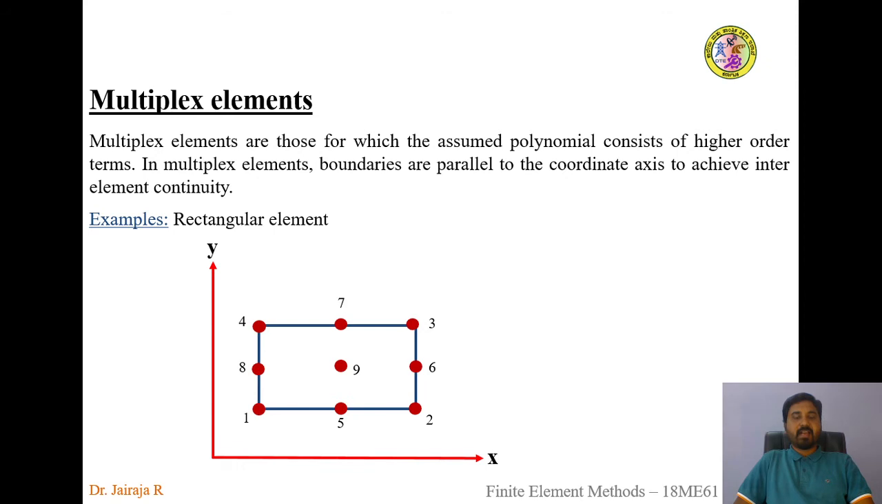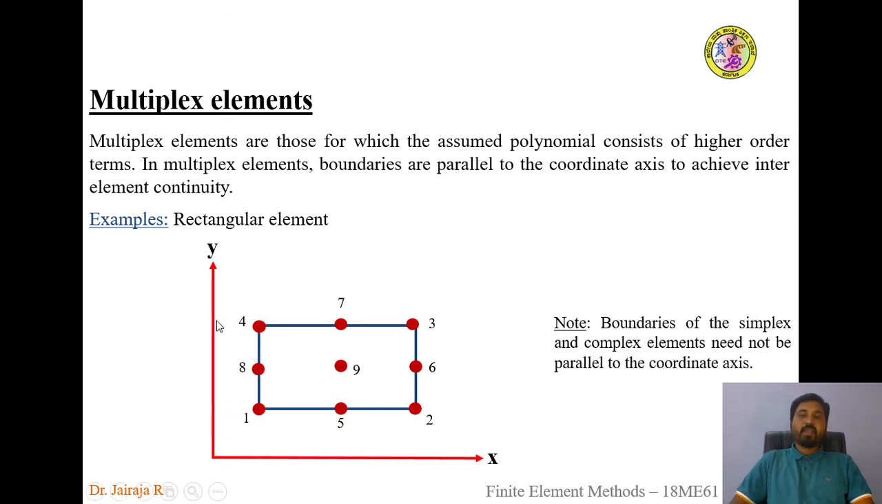It contains higher order terms. The only difference is that the boundaries are parallel to the coordinate axis. Here we can see this boundary is parallel to the x-axis. Similarly, this boundary is parallel to the y-axis. Whereas boundaries of simplex and complex elements need not be parallel to the coordinate axis, multiplex elements should contain higher order terms, and boundaries should be parallel to the coordinate axis to achieve inter-element connectivity.